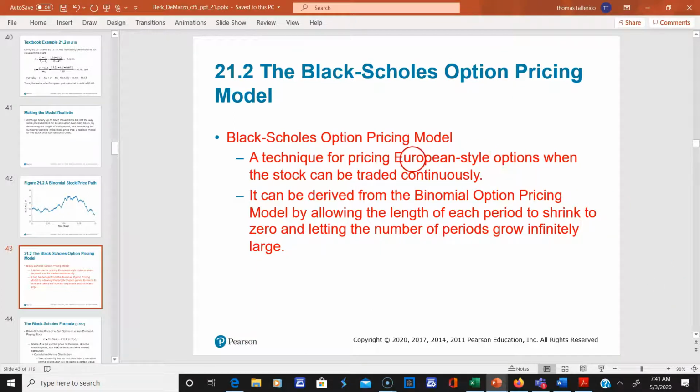But it's a technique for pricing, and again, it's for European style options, when the stock can be traded continuously. It can be derived from the binomial option pricing model by allowing the length of each period to shrink to 0 and letting the number of periods grow infinitely. So again, the binomial model and the Black-Scholes model have to link to the same price, and they're ultimately tied together. Okay?